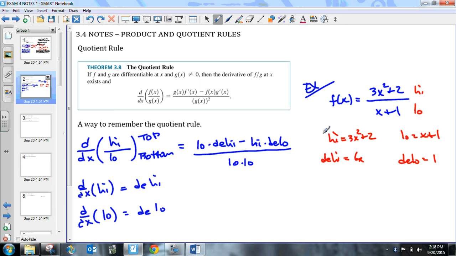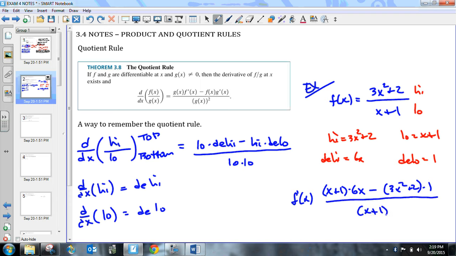So if I wanted to find my derivative, f prime of x, I'm going to use low d high. So where's my low function? It's x plus 1 times the derivative of my high, which is 6x, minus the high, which is the quantity 3x squared plus 2, times the derivative of the low, which is 1, and then all over low, so it's going to be x plus 1 squared. If you want to go through it using this method, you can. I'd prefer to do this. This is easy for me to remember.